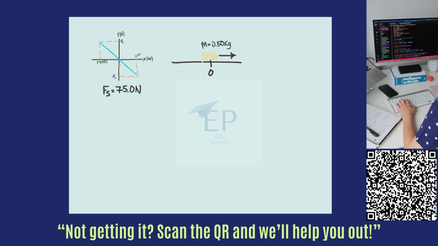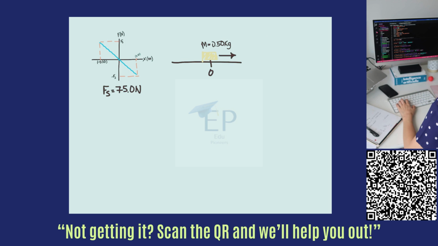And we see here that the force Fs is equal, we're told, to 75 newtons. The first thing we're asked to figure out is what is the amplitude of this block.